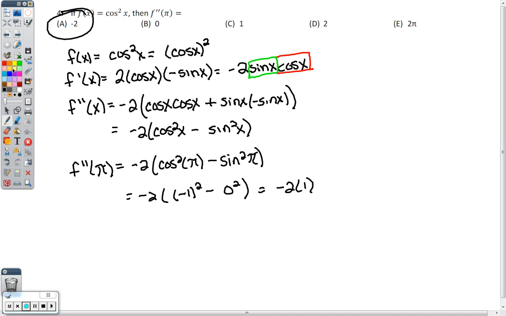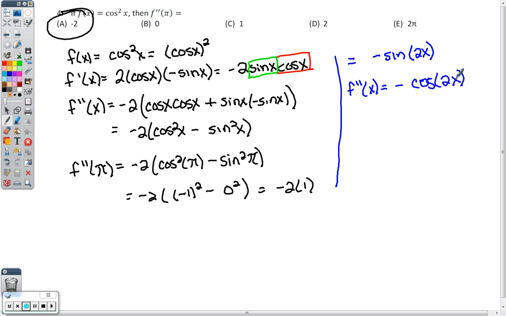Incidentally, just as a quick side note, we can actually make our lives easier if you happen to remember that 2 sine x cosine x is the same thing as sine of 2x, and of course this negative stays there. And so then f double prime of x is just, this is another chain rule, and you get negative, the derivative of sine 2x, which is cosine of 2x.